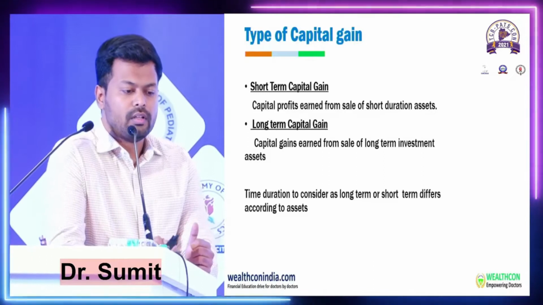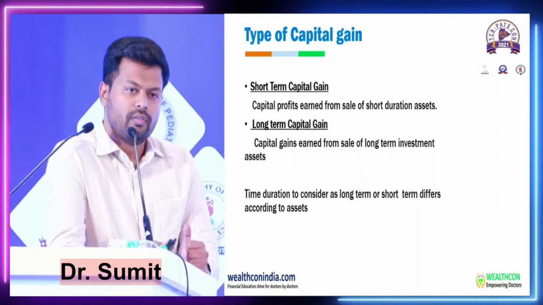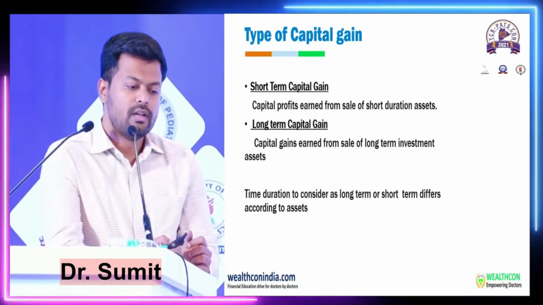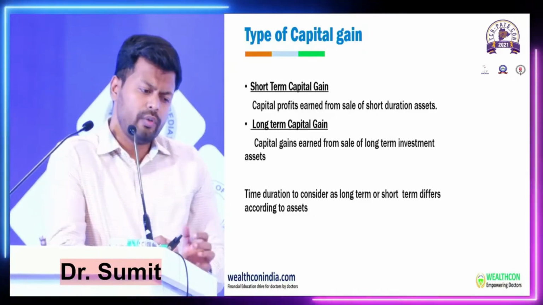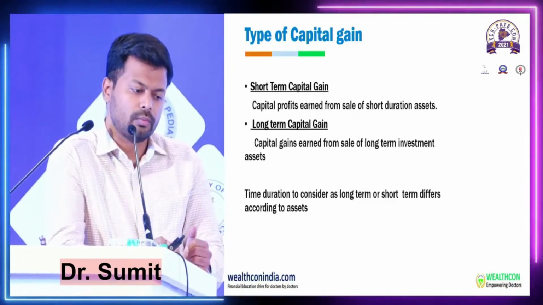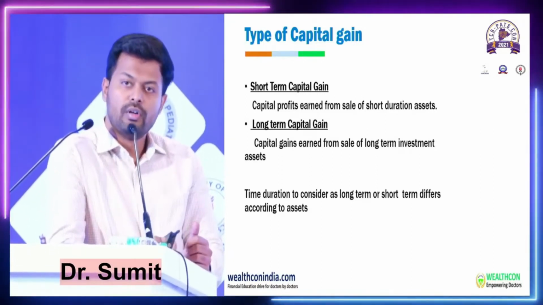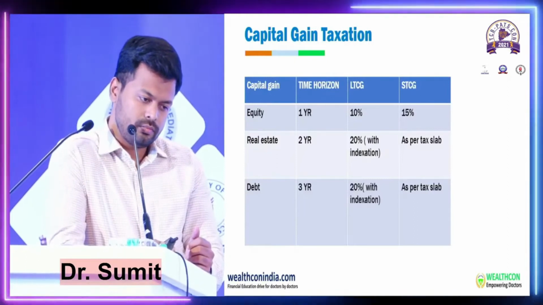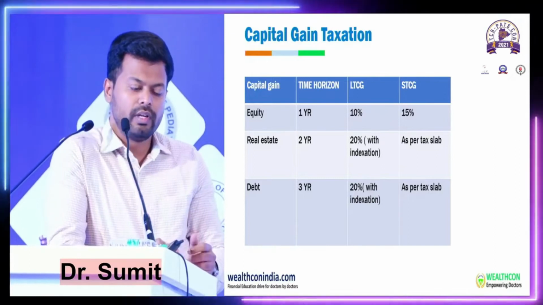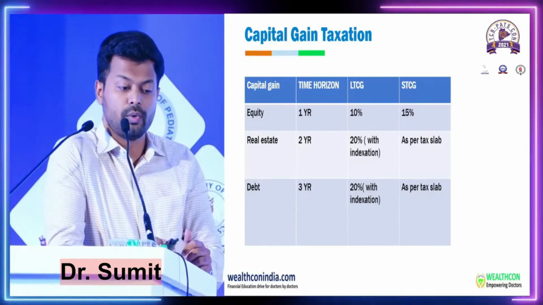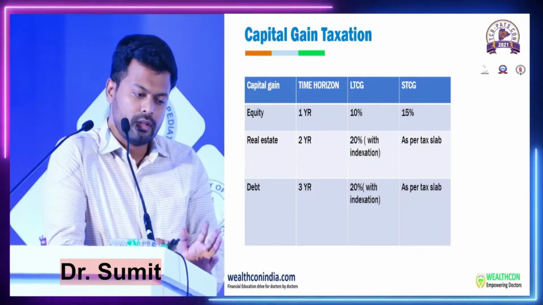Now, the types of capital gain. Short-term capital gain is the profit earned from the sale of an asset held for a short duration, while long-term capital gains are earned from the sale of a long-term investment asset. So how are we going to decide whether it is short-term or long-term? The time duration differs for different assets. For equity products, the time horizon is 1 year. For real estate, the time horizon is 2 years to be considered long term or short term. And for debt products, it is 3 years.